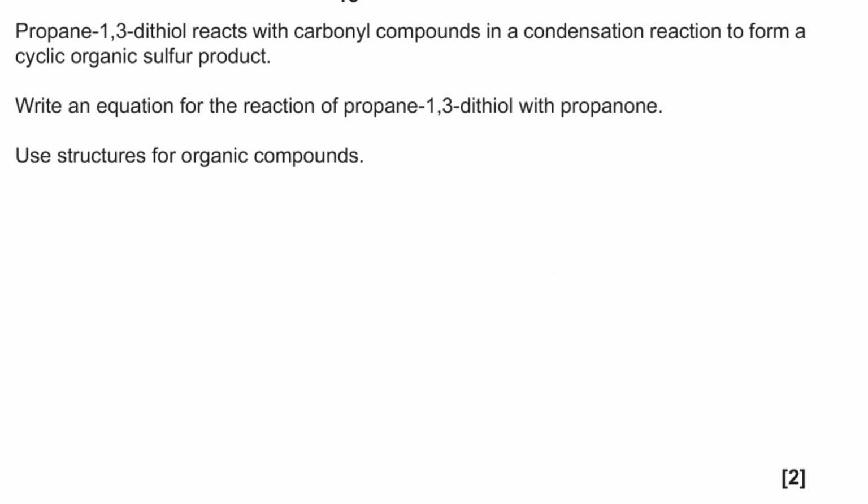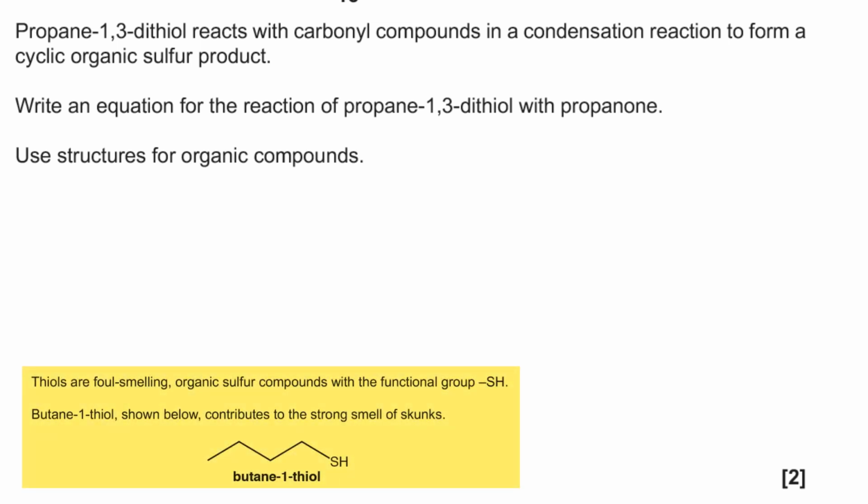So it says propane 1,3-dithiol reacts with carbonyl compounds in a condensation reaction to form a cyclic organic sulfur product. And it asks you to write an equation for the reaction of propane 1,3-dithiol with propanone using structures for the organic compounds. So thiols aren't on the OCR specification, and in most A-level specifications they're not present either. So at the beginning of the question it gives you this information. It tells you they're foul-smelling organic sulfur compounds with the functional group SH.